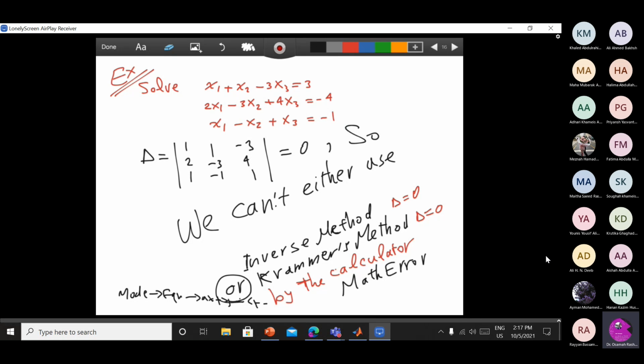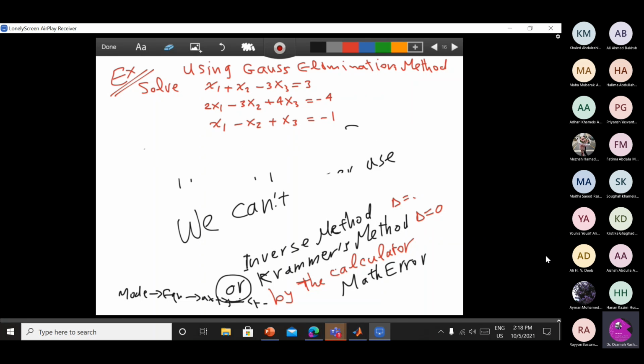So we have to find another method to get rid of this problem when the coefficient matrix determinant is equal to 0. This method we call the Gauss elimination method. So we are going to use the Gauss elimination method to solve this.